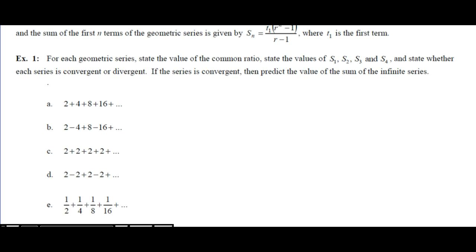Okay, so 2 plus 4 plus 8 plus 16, what's R? R is 2, right? How do you get that? Well, just take any term divided by the preceding term, right? So you just kind of pretend there's commas there, 2, 4, 8, 16, 4 divided by 2. So R equals 2. What's S sub 1?